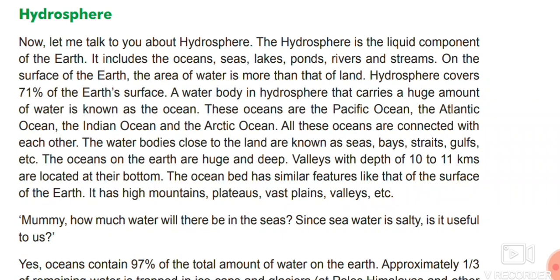Yes, that is a very interesting thing that we will learn over here. The land and the features that we have on the surface of the earth, similar features are there on the ocean bed. Or what is ocean bed? The land area under the ocean.